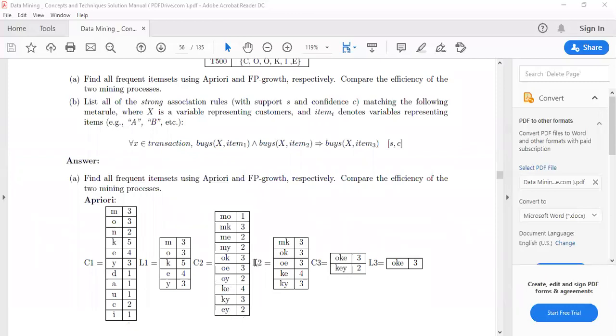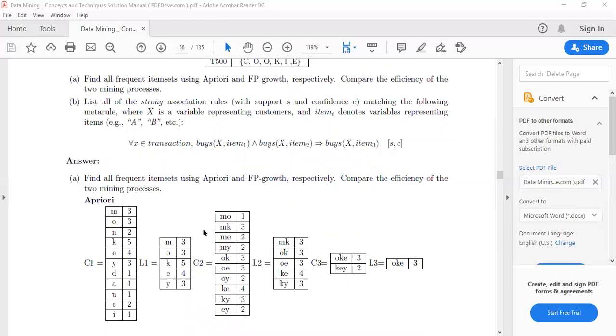Then later we should find how many are matching our support count. The values which are less than 3, suppose MO is 1, ME is 2, MY is 2, OY is 2 and EY is 2, all this data has to be eliminated for the next iteration.